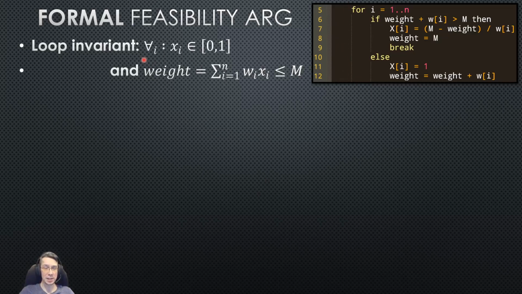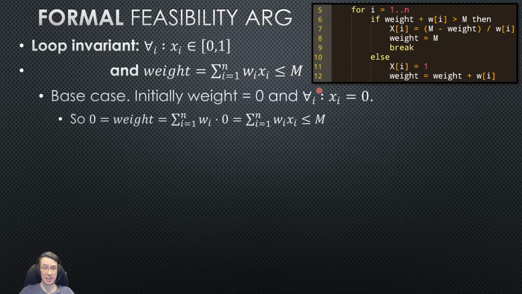And the invariant is going to need to argue for all i, xi is in 0 to 1, and the weight is exactly equal to the sum from i equals 1 to n of wi times xi, where xi is the element of our x array. And we're going to prove also that that's less than or equal to m. This is all going to be proved as part of one big loop invariant.